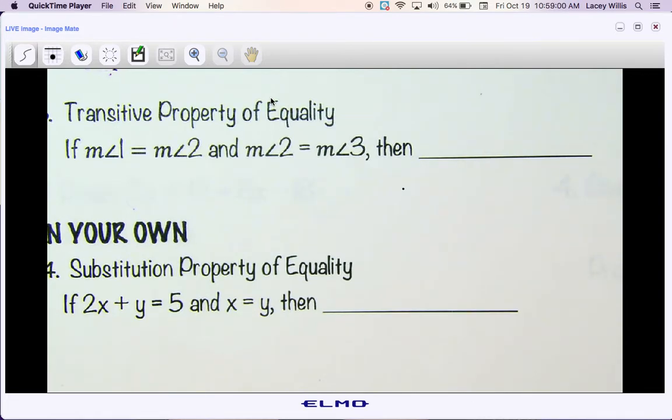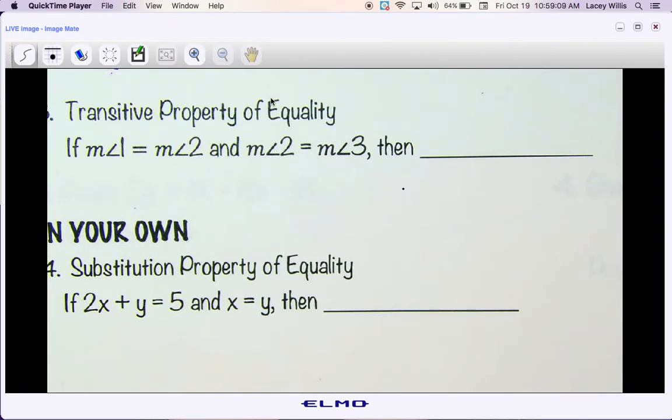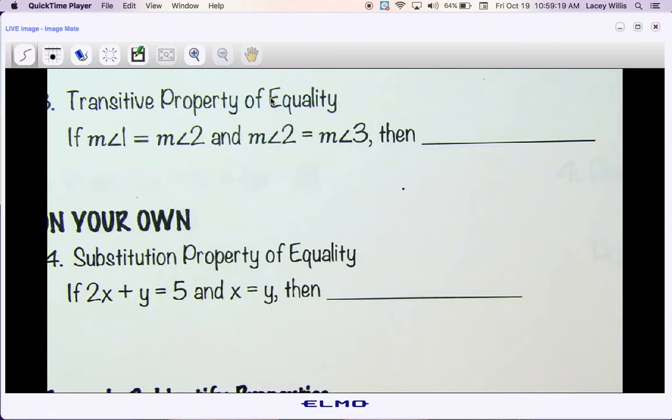M is equal to M, right? It's the whole thing. So what number angles would be equal to each other? Then measure angle 3 is equal to measure angle 3. No. Look at the chart up on the board or on your own.